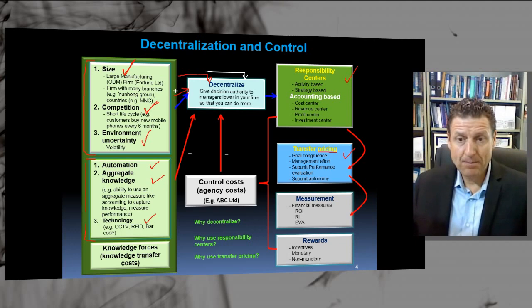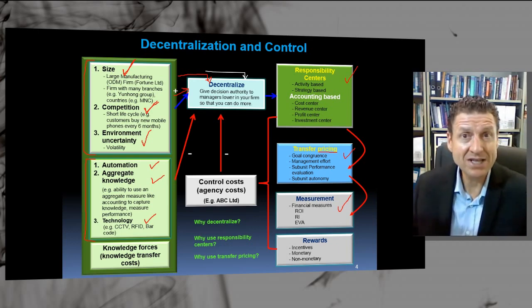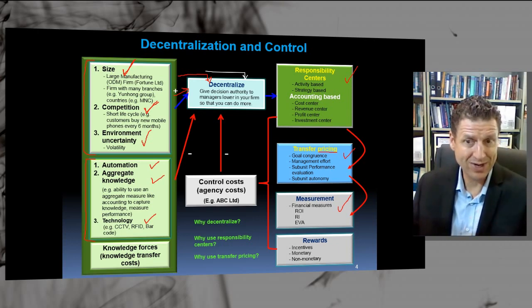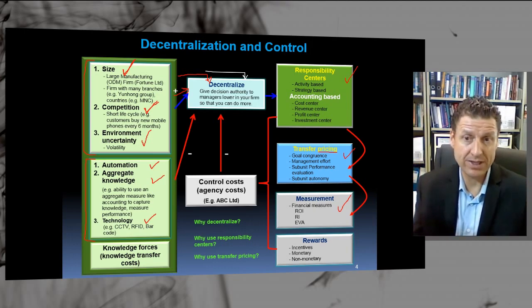Next, we have measurement. If we're going to have responsibility centers that are a cost center, a revenue center, a profit center, an investment center, then we need to have some measures. So we want to have return on investment, or residual income, or EVA, that's economic value added. These are all different ways that we can use financial measures to track and hold accountable different responsibility centers that have been set up under a decentralized environment.